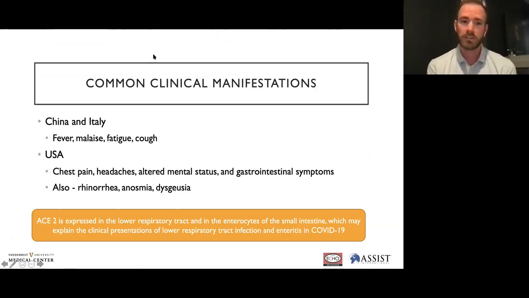The common clinical manifestations that we just covered are general, and in China and Italy specifically, we've seen fever, malaise, fatigue, and cough. Throughout the world, we're beginning to see clinical manifestations in other areas of the body. This has included chest pain, neurological symptoms such as altered mental status and headaches, and even gastrointestinal symptoms, including nausea, vomiting, diarrhea. More recently, we've come to recognize that patients can also lose a sense of taste and smell and develop runny nose or rhinorrhea.